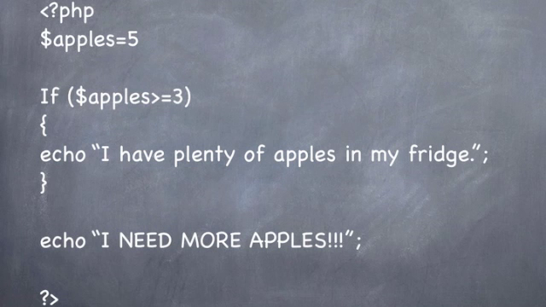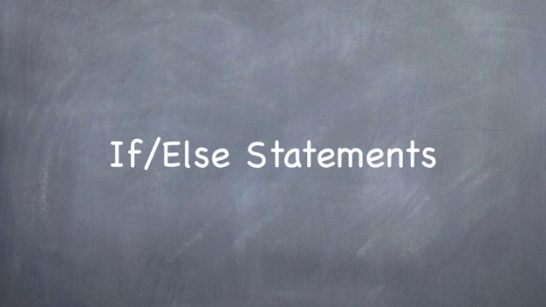This example will then print the phrase, "I have plenty of apples in my fridge," whenever your condition statement is true, and the code will print, "I need more apples," whenever your condition is false.